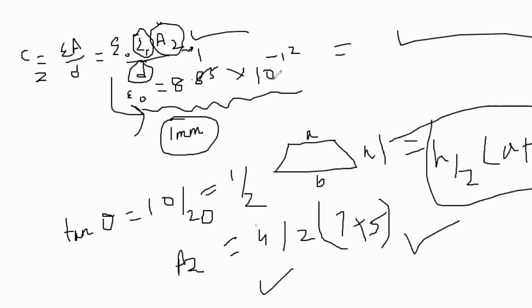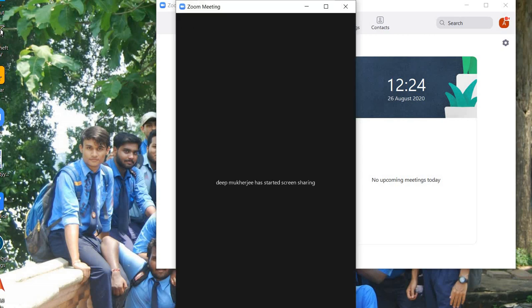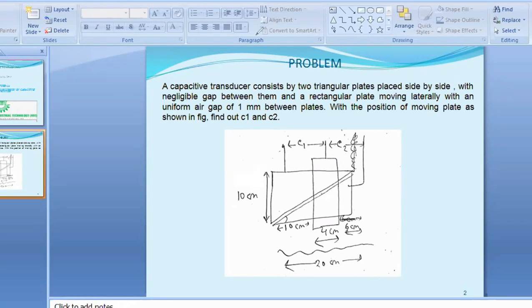A1. Okay, so now how do you find out A1? Same procedure. In the case of A1, this angle is theta. So now calculate tan theta. Tan theta value we already know, so that is equal to half.